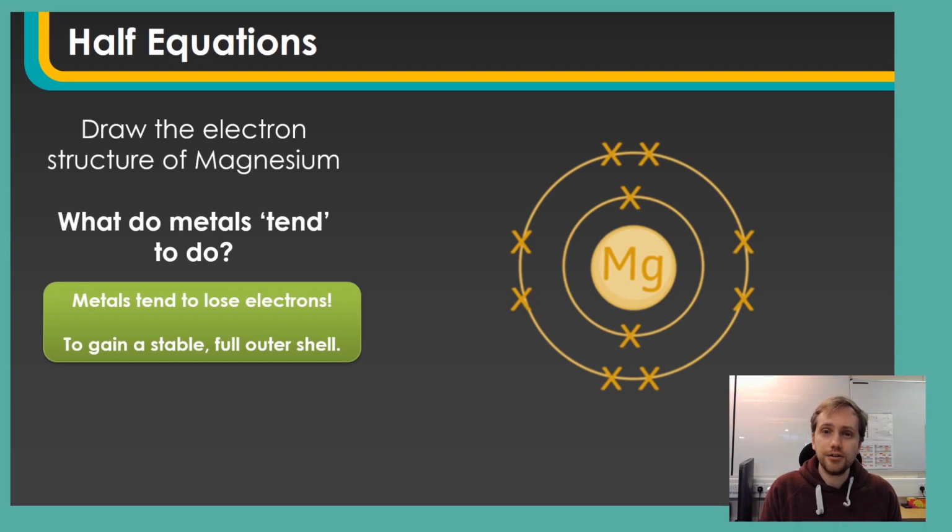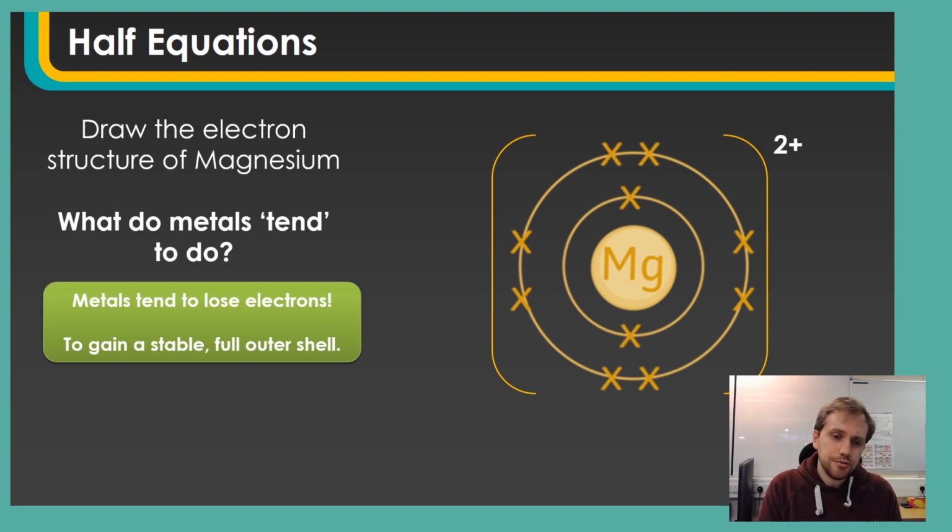And the reason they lose an outer shell of electrons is to make sure that they've got a full outer shell, or a noble gas electron configuration, a full outer energy level. That makes them more stable. So all metals tend to lose electrons. They tend to undergo oxidation and then become a positively charged ion, as magnesium has.